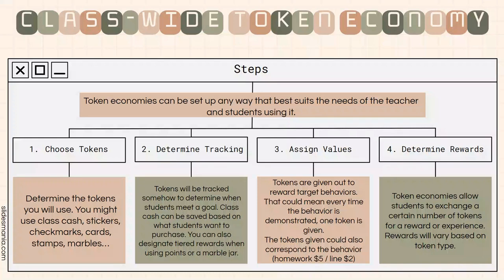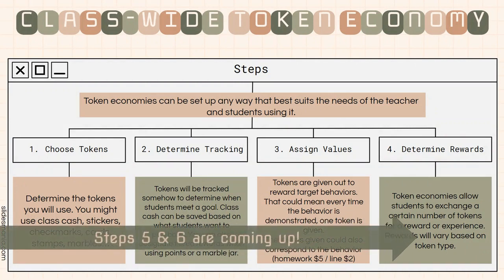Also, assign values. Tokens are given out to reward target behaviors. That could mean every time the behavior is demonstrated, one token is given. The tokens given could also correspond to the behavior. Homework is worth 5 tokens, and standing in line quietly could be worth 1 or 2 tokens. Next, determine the rewards. Token economies allow students to exchange a certain number of tokens for a reward or experience. Rewards will vary based on the token type or the economy type. And steps 5 and 6 are coming up.